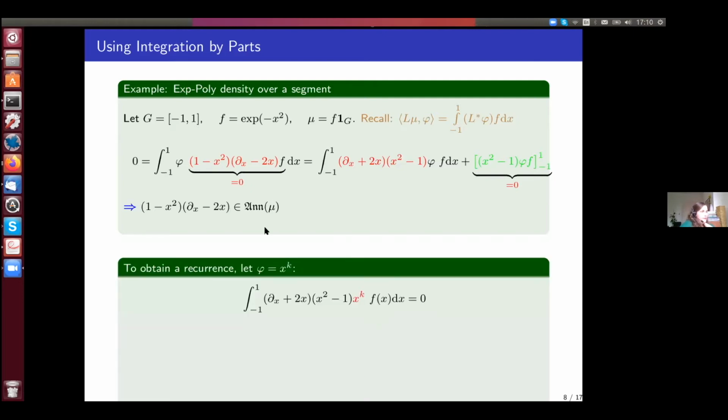And once we have an annihilator for the measure, we apply it on test functions, and simply by translating the powers with respect to derivative or multiplication, we get the recurrence for the moments. So this is the main idea: starting from an annihilator of the density and multiplying with a polynomial that cancels the boundary of the support, we are able to build an annihilator for the moments.